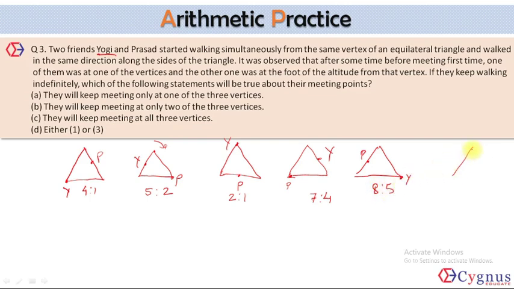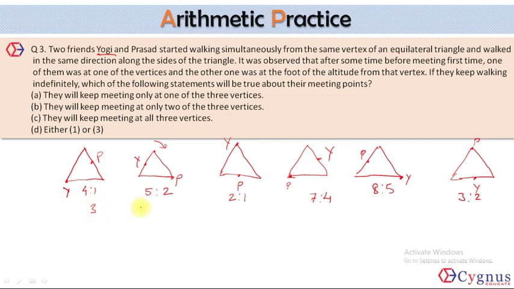Any other case? Let's look at this. Maybe Yogi will reach here. And by that time Prasad will reach here. So Yogi has already covered one complete triangle plus 1.5 sides. That makes 6 plus 3, 9. And Prasad has covered 6. So 9:6 will give you 3:2.